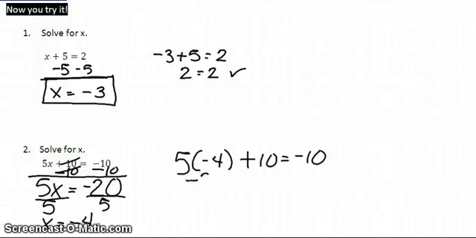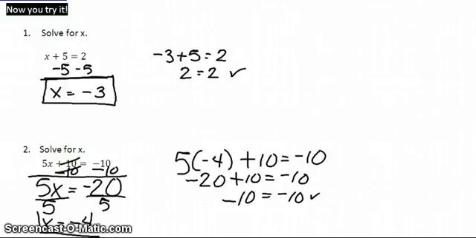I'm left with negative 20 plus 10 equals negative 10. And then I can move on to addition and subtraction. And I'm left with negative 10 on the left equals negative 10 on the right. My solution checks, so the answer is x equals negative 4.